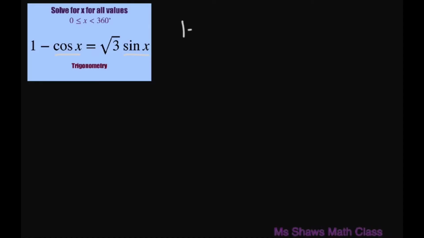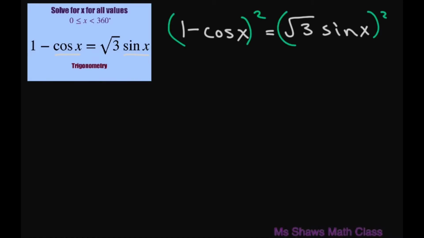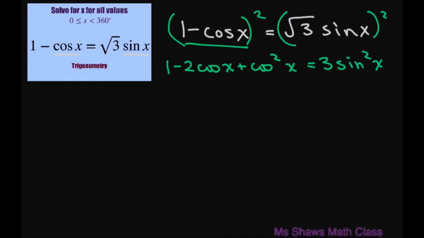So I'm going to write 1 minus cosine of x equals square root of 3 sine of x, and then we're going to square both sides. Now this is going to end up being 1 minus 2 cosine of x plus cosine squared of x, and this side is just going to be 3 sine squared of x.